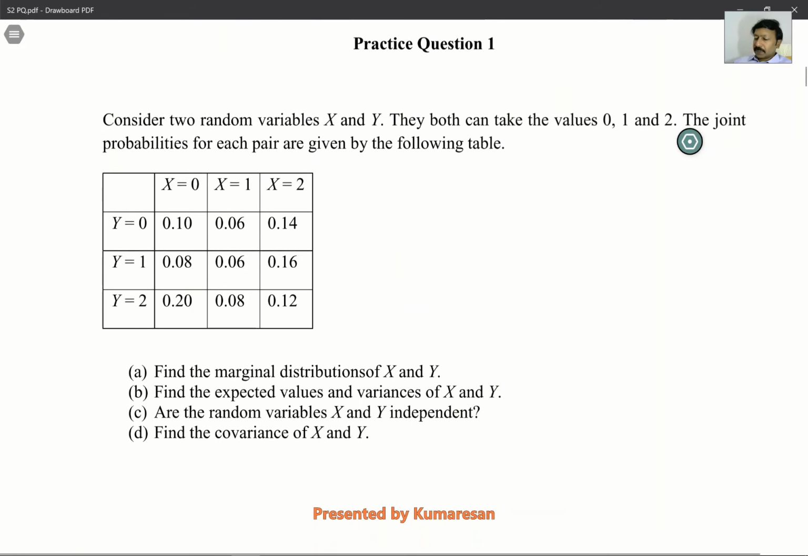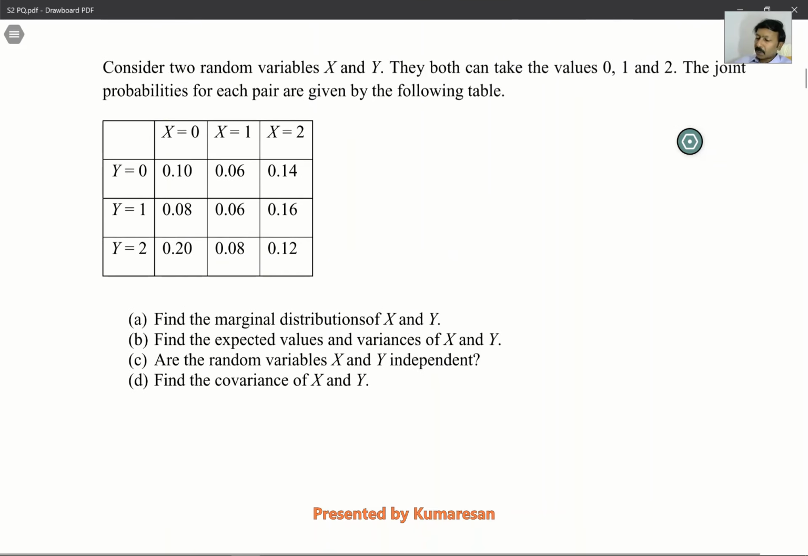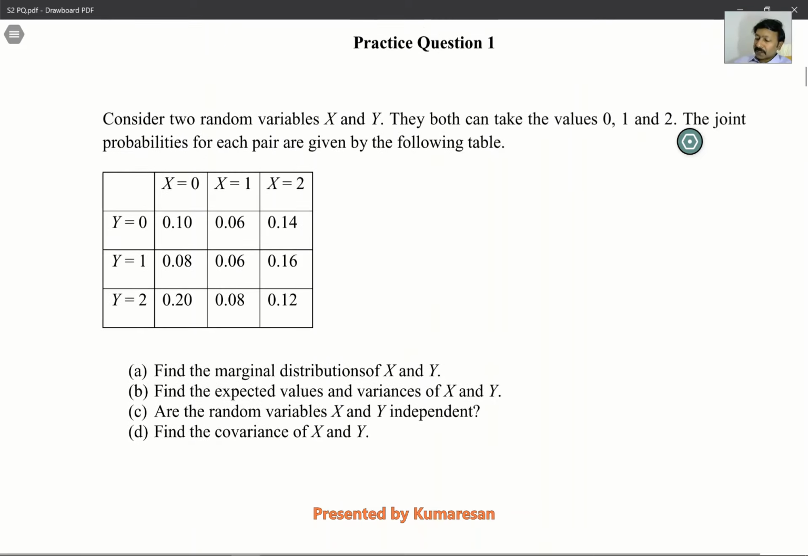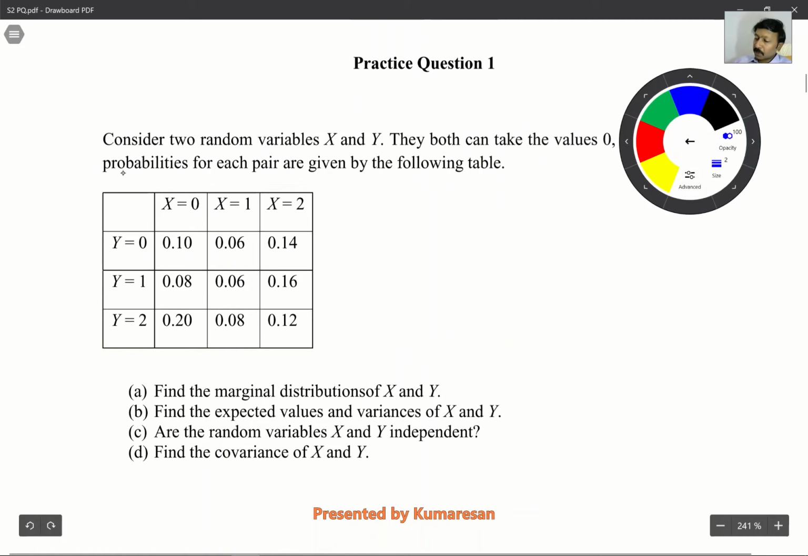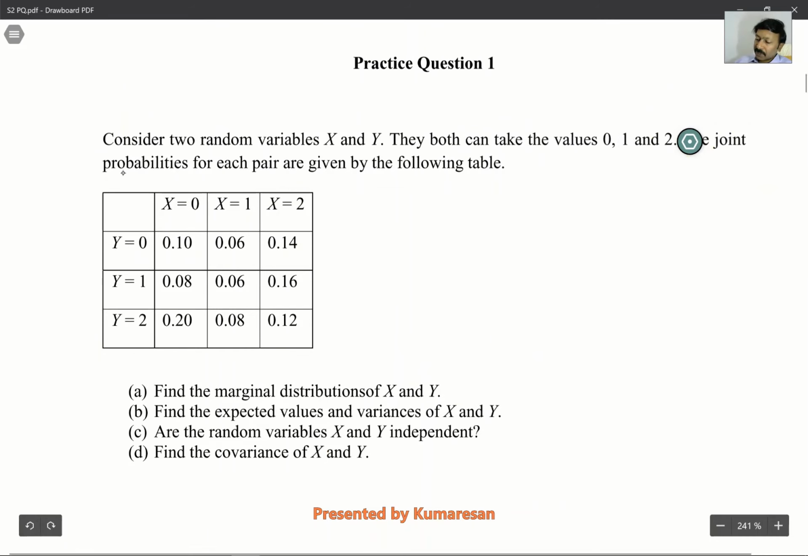Okay, this is the first practice question from chapter 3, multivariate probability distribution. You're given a bivariate joint probability distribution and you're asked to find the marginal distribution of x and y. So the first question, let's find the marginal distribution of x first.